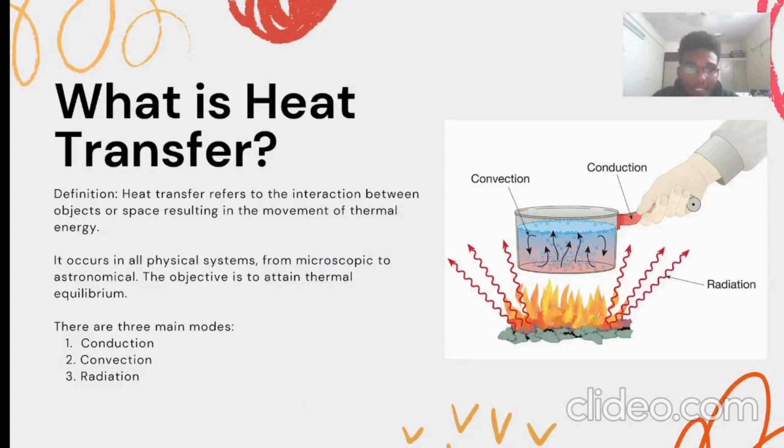So what is heat transfer? Basically, heat transfer is an interaction between an object and its surrounding. Whenever a temperature gradient is created between an object and its surrounding, heat transfer occurs. Okay, so there are basically three modes in which it occurs: conduction, convection, and radiation.